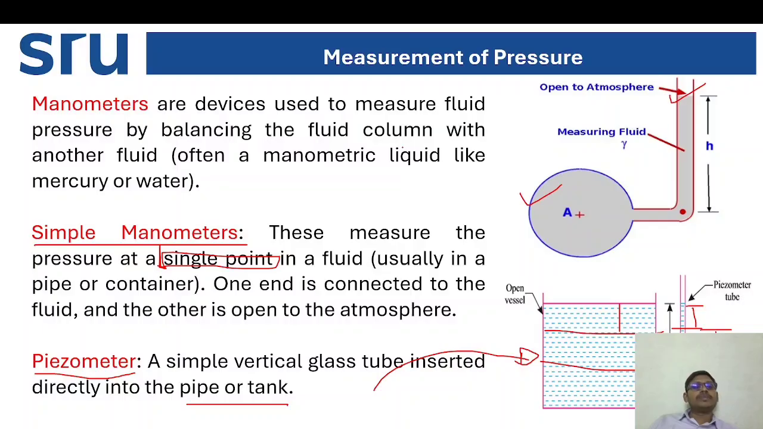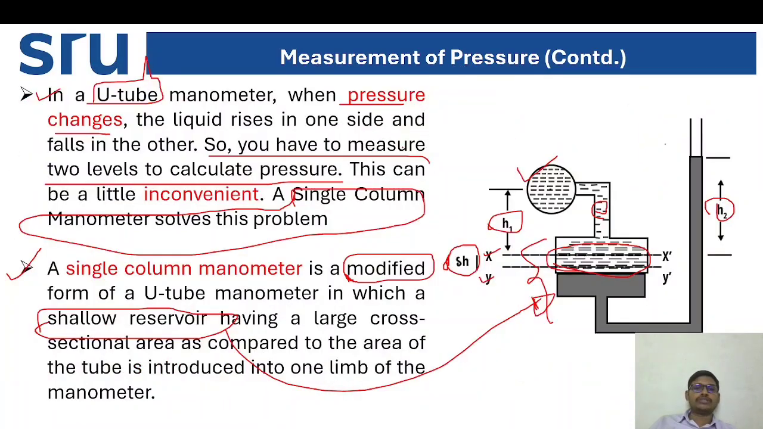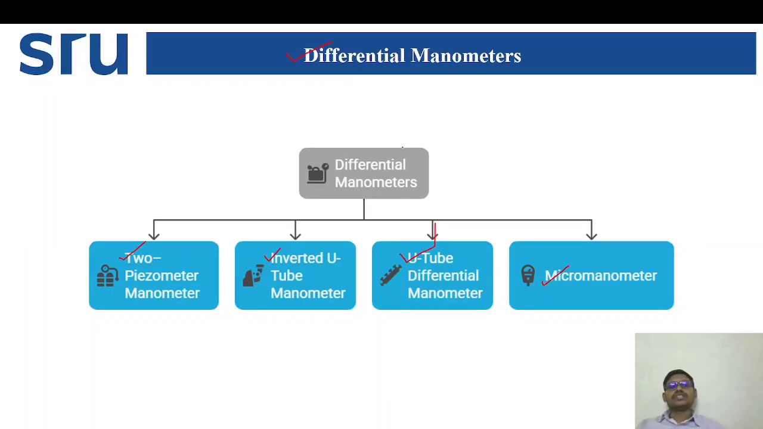So we have given a simple summary. A simple manometer measures at a single point, and a piezometer is used with respect to a tank. The piezometer has some drawbacks, such as large variations, which we sorted out with the U-tube. The U-tube handles both positive and negative pressure, but it also has some inconvenience. So we went to the modified U-tube manometer, that is the single column manometer. Then we saw differential manometers: two piezometer manometers, inverted U-tube manometer, U-tube differential manometer and micro manometers. We will see more in the next class.